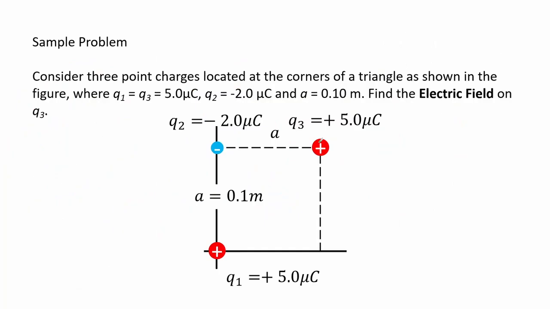Sample problem. Consider 3 point charges located at the corners of a triangle as shown in the figure, where Q1 equals Q3 equals 5 microcoulomb, Q2 equals -2 microcoulomb, and a equals 0.1 meters. Find the electric field on Q3. Refer to the figure.